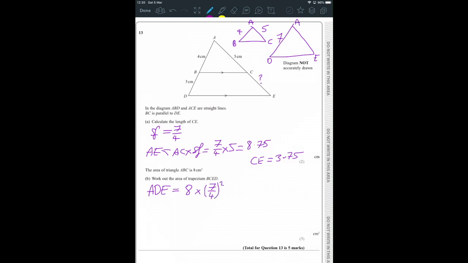We need to square the scale factor. So that's 8 multiplied by the 7 over 4 squared, and that gives me my area of 24.5, but that's the area of the entire large triangle. So if I want this trapezium here, I need the area of the large, take away the small, so take away 8 to give 16.5 centimeters squared.